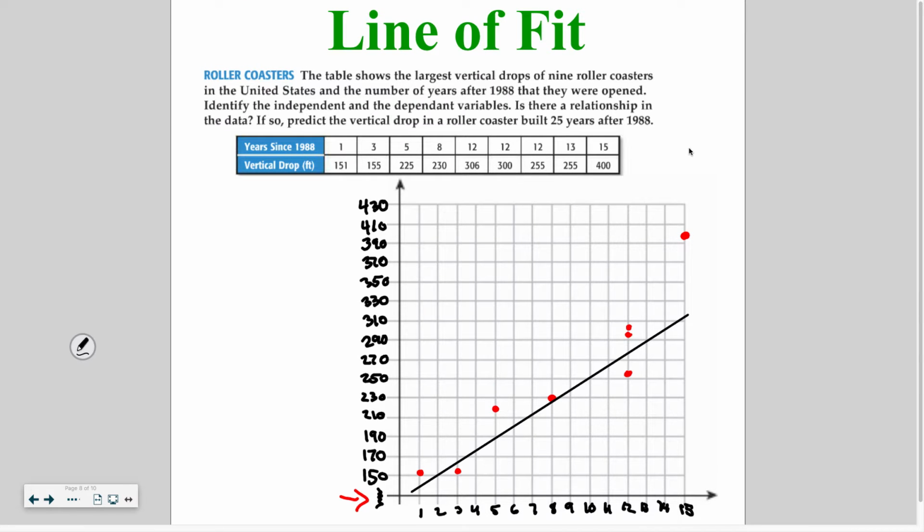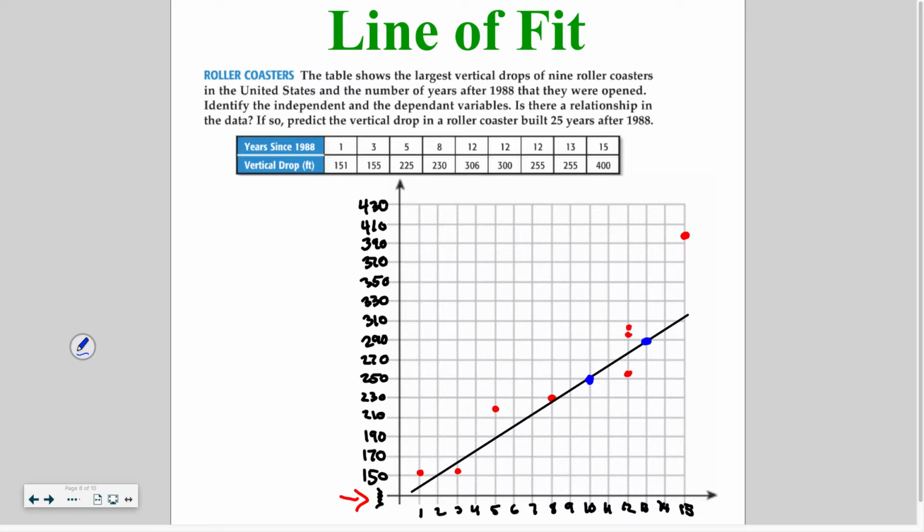Alright, so now that we have our line drawn in, we're going to want to continue this process of finding the line of best fit. So that means we need to pick out 2 points that are on that line that we drew. I'm going to go ahead and pick out (10, 250) and (13, 290).